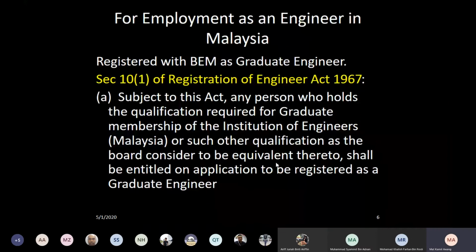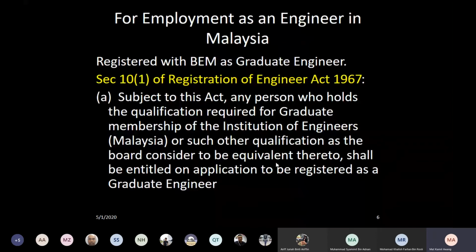For employment as an engineer in Malaysia, registration with the Board of Engineers as a graduate engineer falls under Section 10(1) of the Registration of Engineers Act 1967, which says that subject to this act, any person who holds the qualification required for graduate membership of the Institution of Engineers, or such other qualification as the board considers to be equivalent thereto, shall be entitled on application to be registered as a graduate engineer.